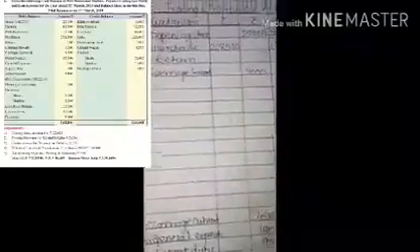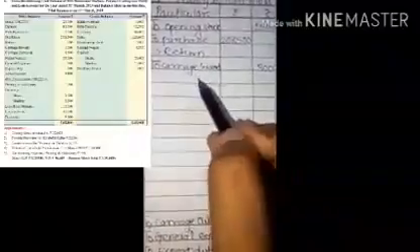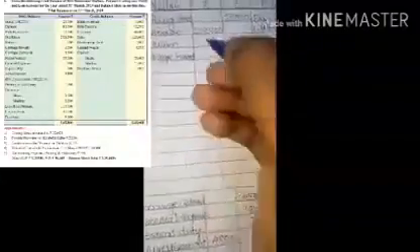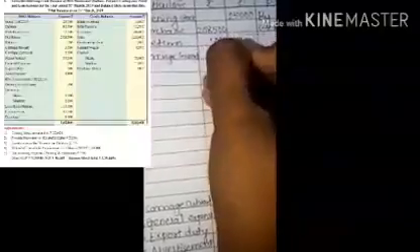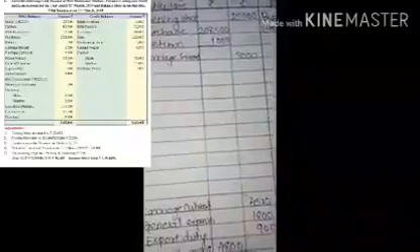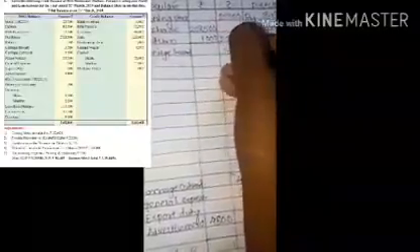Next item is purchase return. Purchase return, trading account, debit side. Already we have written purchase, then we have written less returns. In that we have to write the purchase return amount, and the purchase return amount is 1,000. We have to deduct 2,08,500 minus 1,000. So outer column 2,07,500. This is called posting.